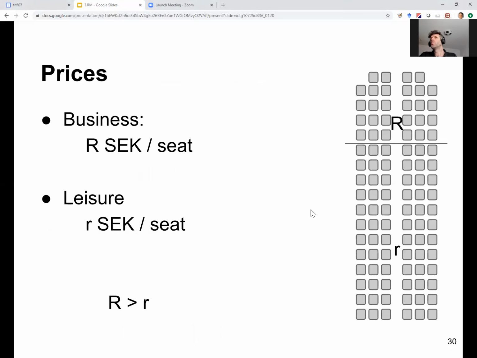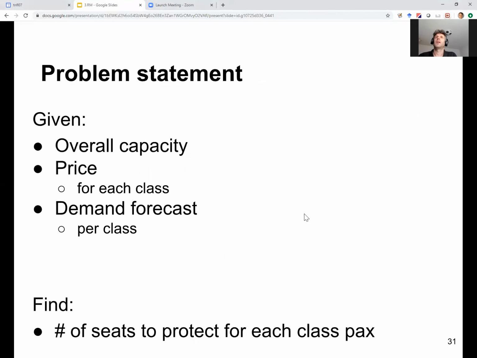So capital R and small r will be the revenues. Capital R per seat from the business passengers, small r per seat from the leisure. And we assume those are given. Those are the prices. So returning to our problem statement, we have answers to some of the bullets here. Overall capacity is 100. The prices are capital R and small r.